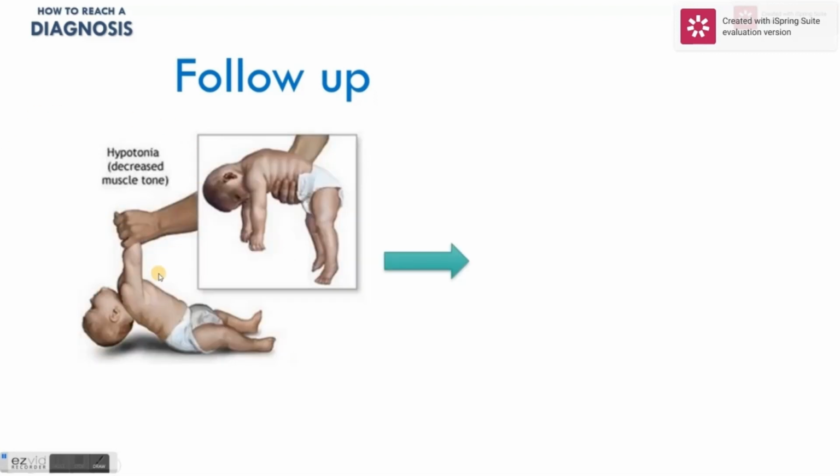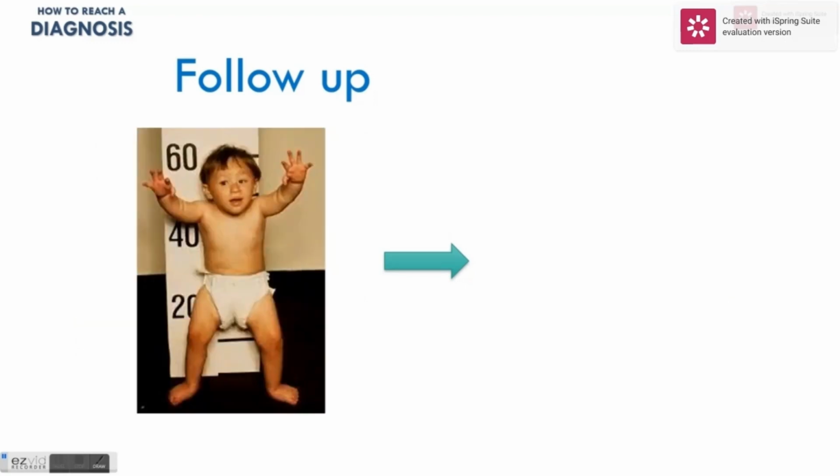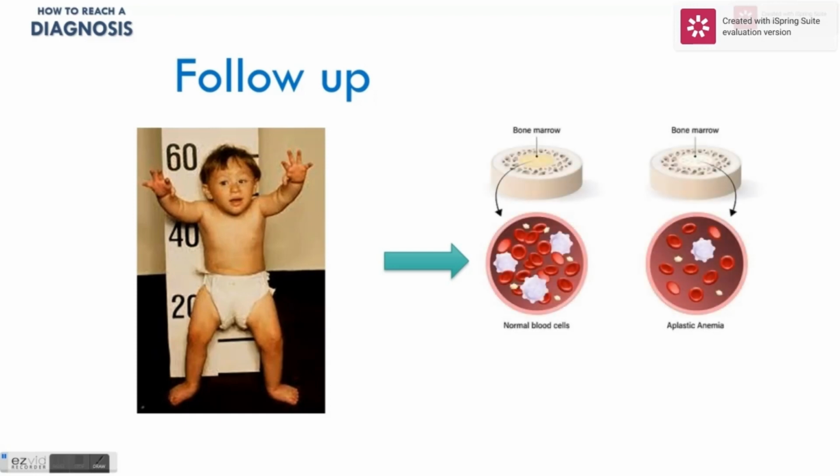For example, this child was just delivered hypotonic, and you don't know what the diagnosis is. You have no clue, and later on the child develops obesity and you see the diagnosis of Prader-Willi. Another child: small body, hyperpigmentation, microcephaly, and you didn't know what the diagnosis was. Later on, the child develops bone marrow failure, and this is Fanconi anemia.